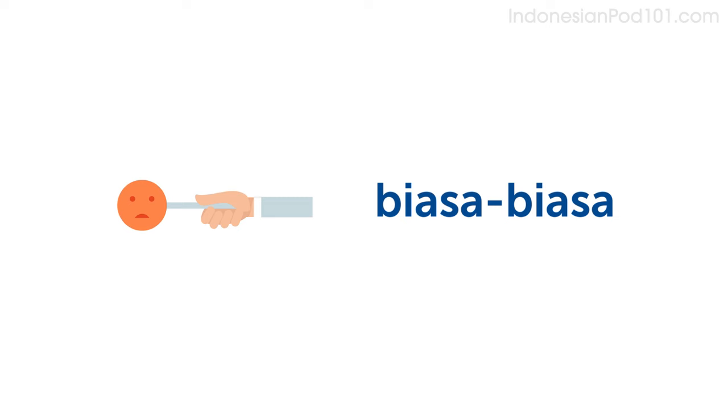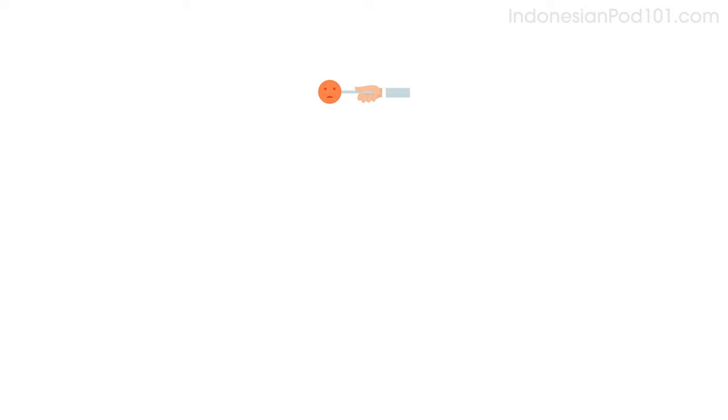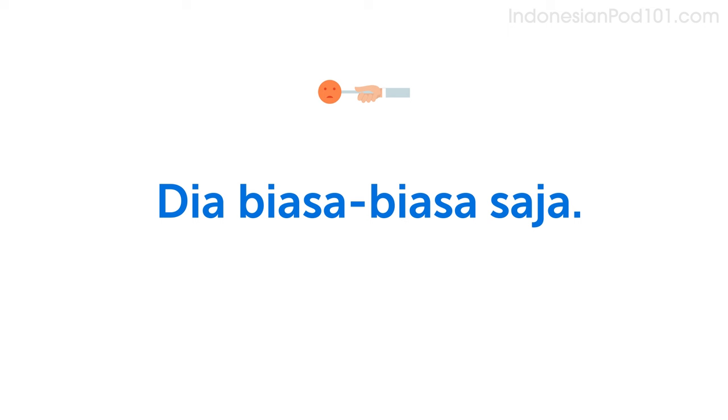Now imagine she's so-so. Do you remember how to say so-so? Biasa-biasa. Say, she's so-so. Dia biasa-biasa saja. Now, answer the question saying she's so-so. Bagaimana ibumu? Dia biasa-biasa saja.